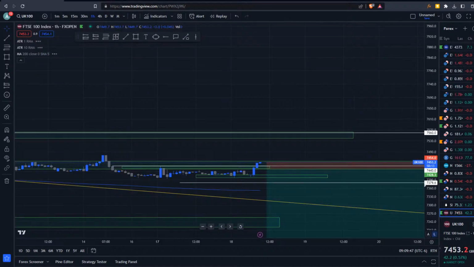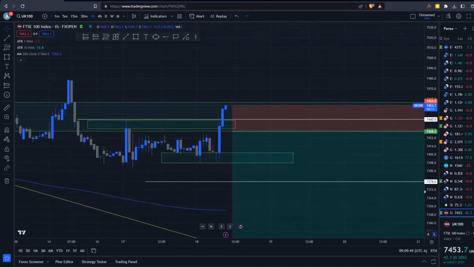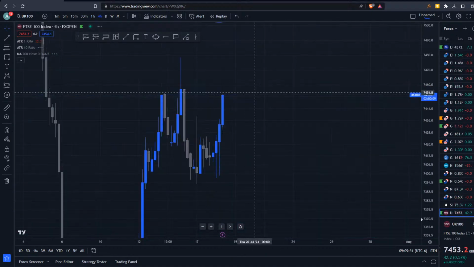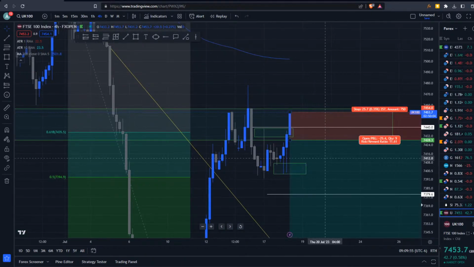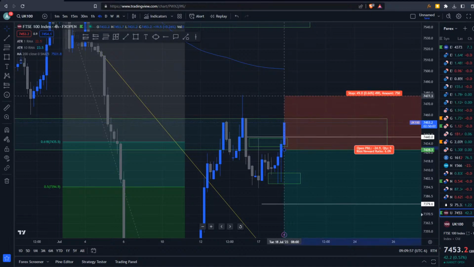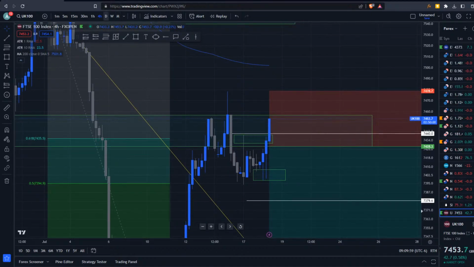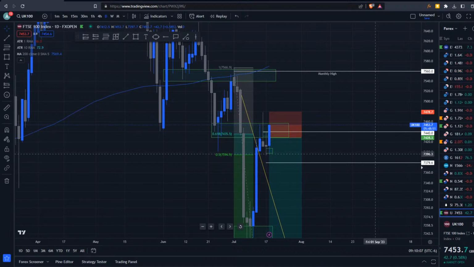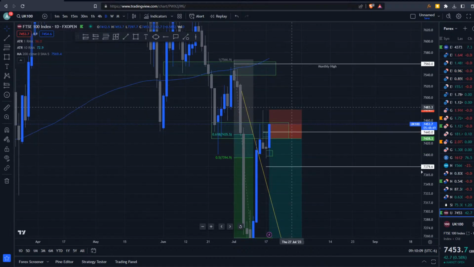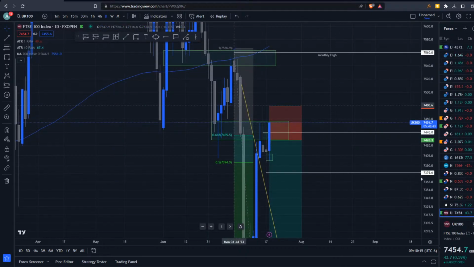UK 100. Currently I am in this trade and it is not favoring me, but this is not my actual trade, but it is bearish. It is below this daily moving average. It rejected it right at this 618 level, so I thought the entry was good.